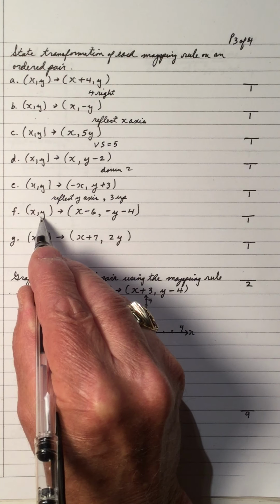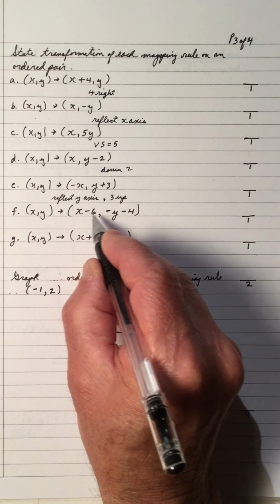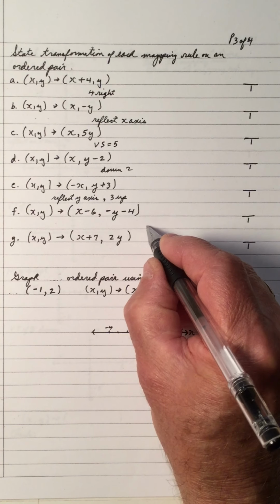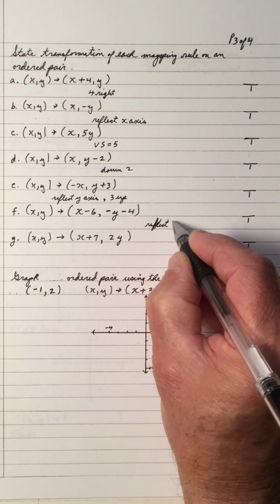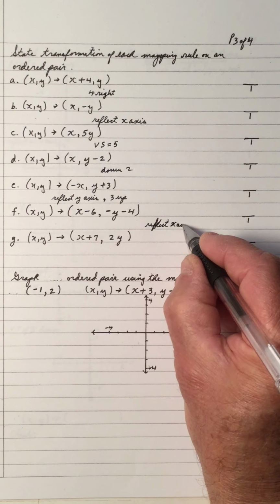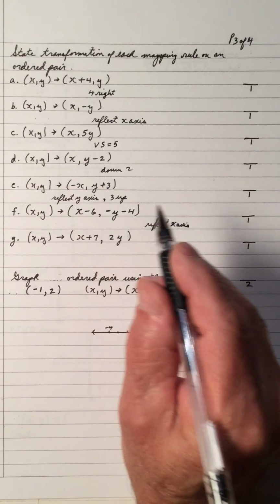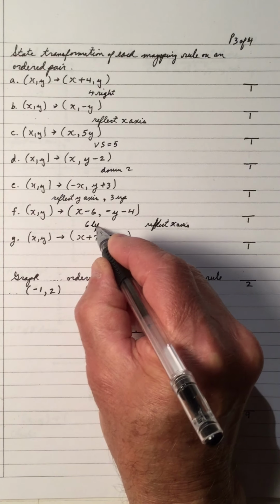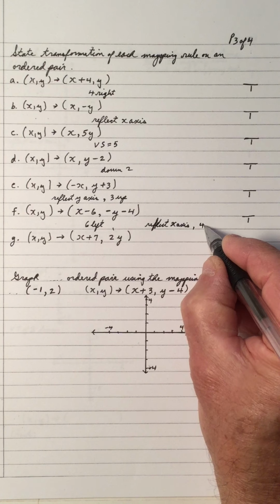We have (x, y) mapped to (x minus 6, negative y minus 4). So let's do the reflection first. It's a negative on the y, so it's reflected. It changes the y to a negative, so it's reflected in the x-axis. And there's no stretches because there's a 1 on the x and 1 on the y. So the x is minus 6, so it's 6 left. And the y is a minus 4, so it's 4 down.